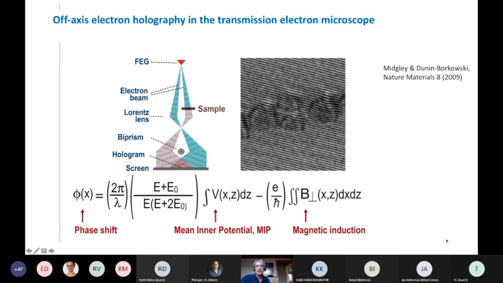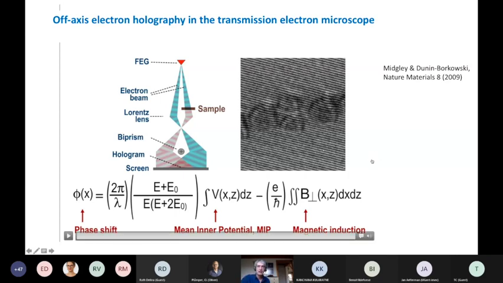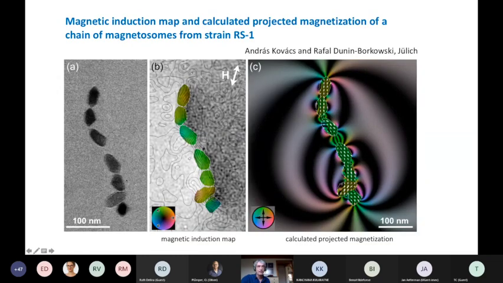And this phase change can be described by this equation. So the phase shift in this picture depends on two things. One is the mean inner potential. That's just the amount of material that's inside. But the other one is the magnetic induction that is perpendicular to the electron beam direction. And there are some experimental and also some other ways to get rid of this part and measure only this part. So the result is best seen in images like this one, where you have this chain of magnetosomes in a bacterium. And this is the magnetic induction map from electron holography.